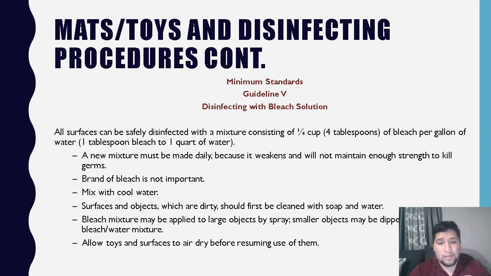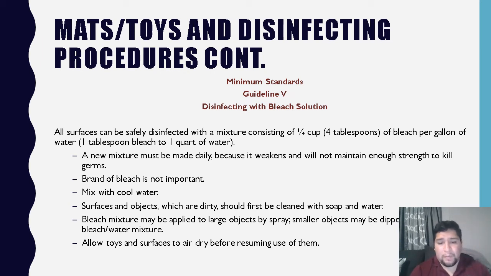Surfaces and objects which are dirty should be cleaned with soap and water. So you are going to be making different containers for each solution. The first solution is going to be soap and water, then one with just water, and then your Clorox solution, which is the one I mentioned first, the quarter cup of bleach to 1 gallon of water.